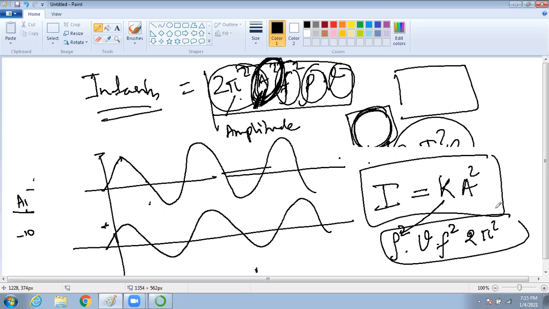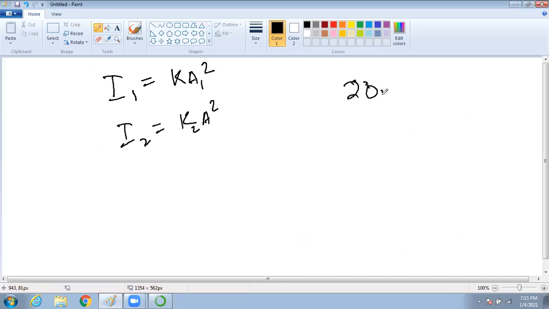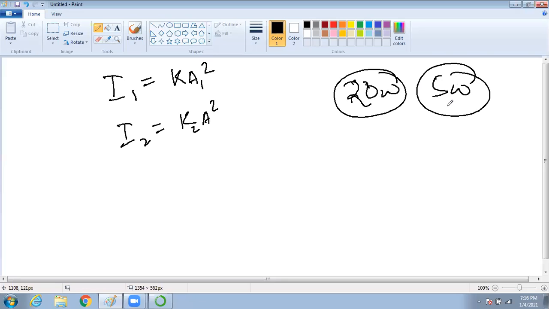So if I have two waves with two intensities, then I can write I1 as K A1 square and I2 as K A2 square. Only the intensity is what? It's like a 20-watt bulb and a 5-watt bulb. So what is the actual difference? The amplitude, which is making it brighter or less bright. Two different powers, two different intensities, obviously two different amplitudes, but other things remain the same. Clear?